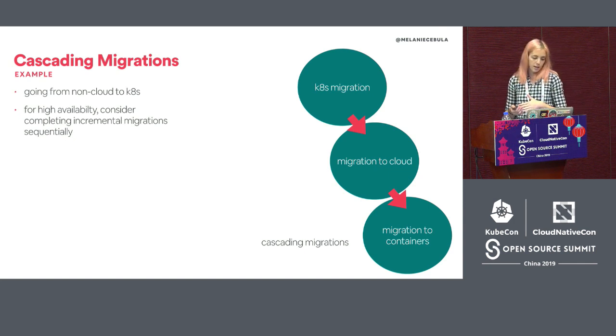But you can imagine that if you want to go to Kubernetes and you're not containerized yet, you're not in the cloud yet, these are dependent migrations you have to do first. And if you try to do all these at once, it's a lot riskier. So you want to consider doing them incrementally first.